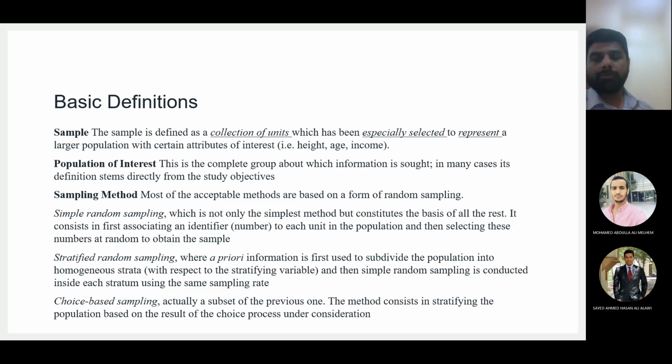So these are important terms. The first term is collection of units. So it's not the entire population, it's some of the units of the population. The second term is especially selected.